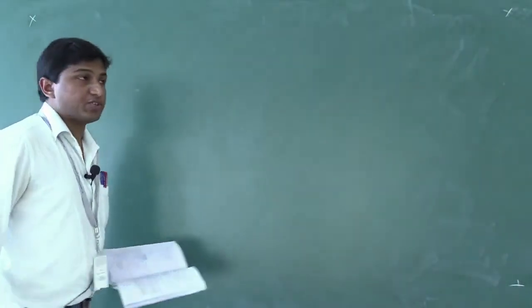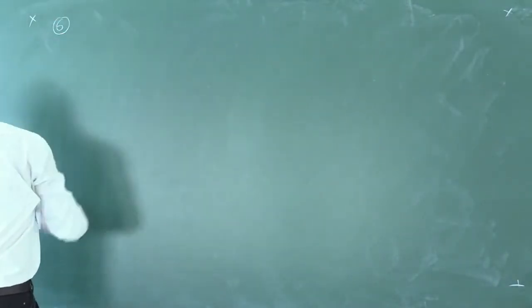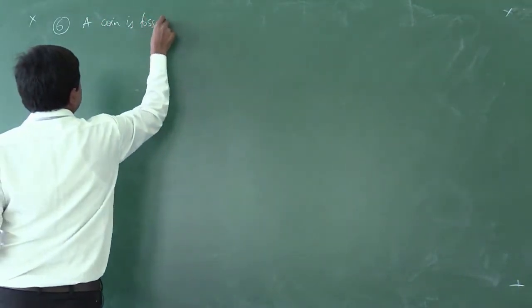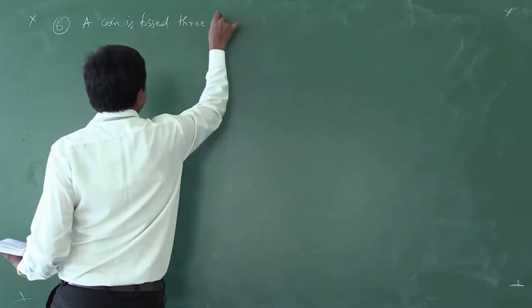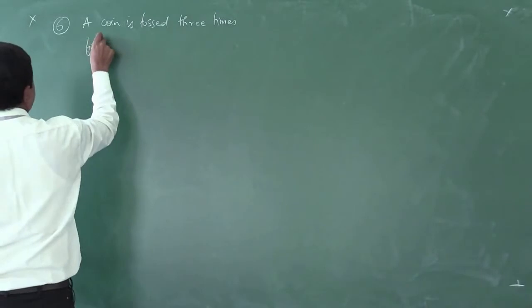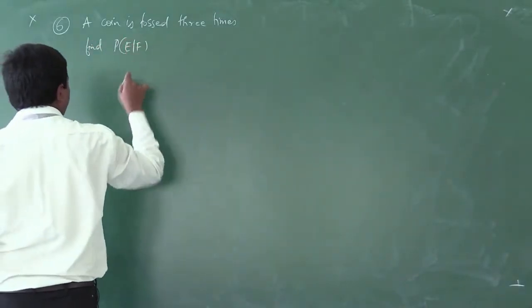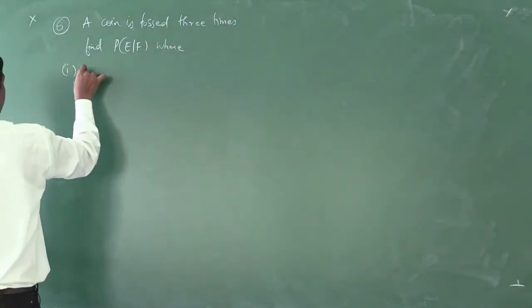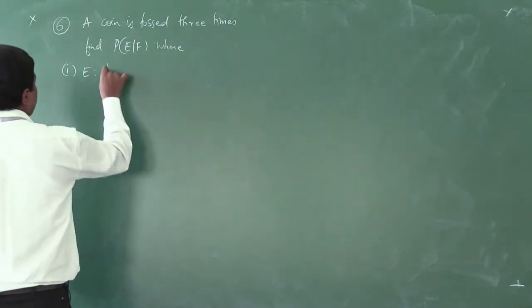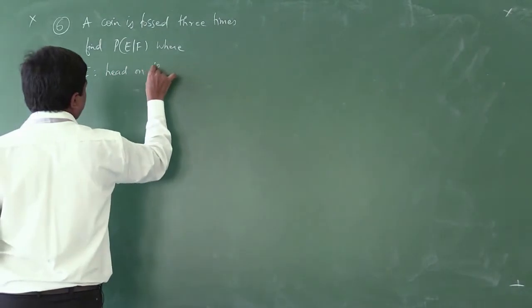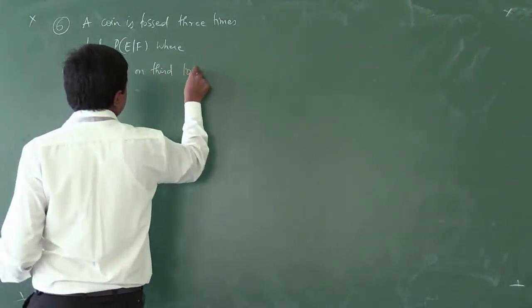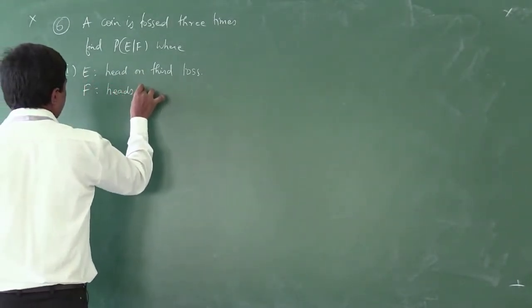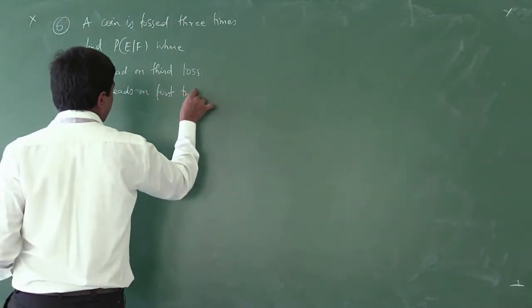Moving on to the 6th question. Question number 6. A coin is tossed 3 times. Find P of E bar F, where subquestion 1, event E is head on third toss, event F is heads on first two tosses.